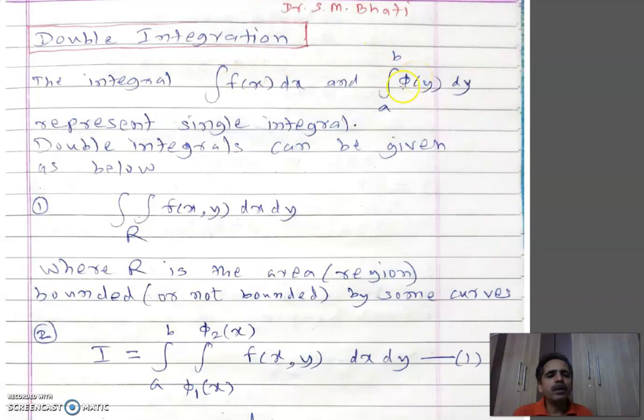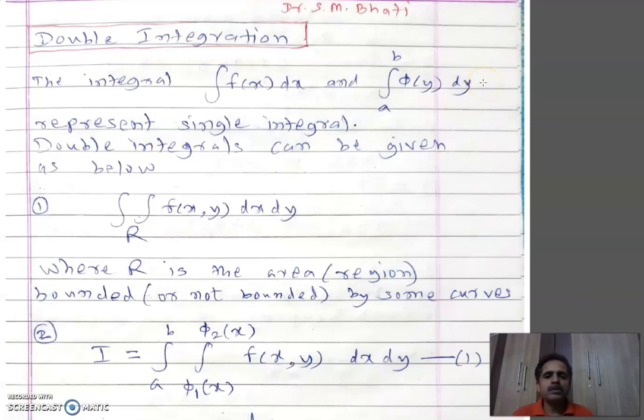Here is also a single integral. phi(y) is a function of only y, dy is there, and we have a single integral symbol and limits from a to b. Both are single integrals. The difference is that here x is a variable, and here y is a variable.